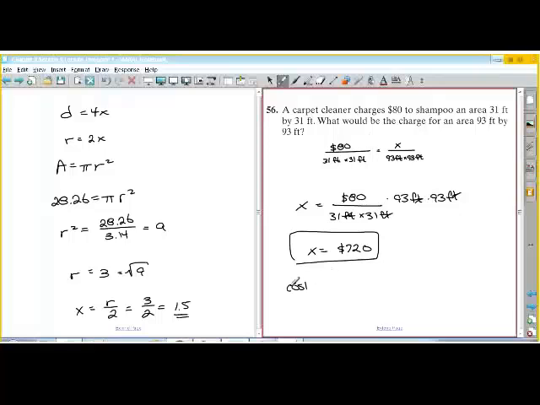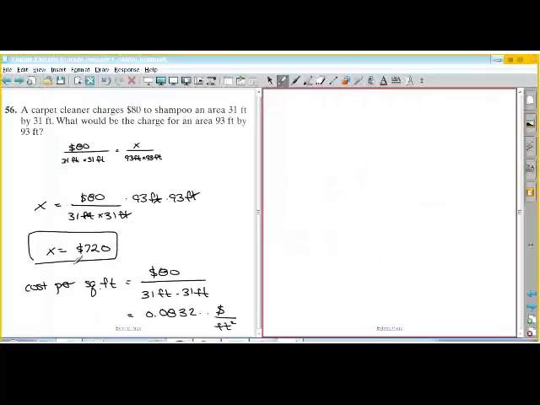So that's using proportions. The other way would be cost per square foot. How do you do that? Well, you take the cost, $80, and divide by the square footage, 31 feet times 31 feet. So you'd have 80 divided by 31 times 31, and you get a cost per square foot of 0.0832 and so on. And this is dollars per square foot.